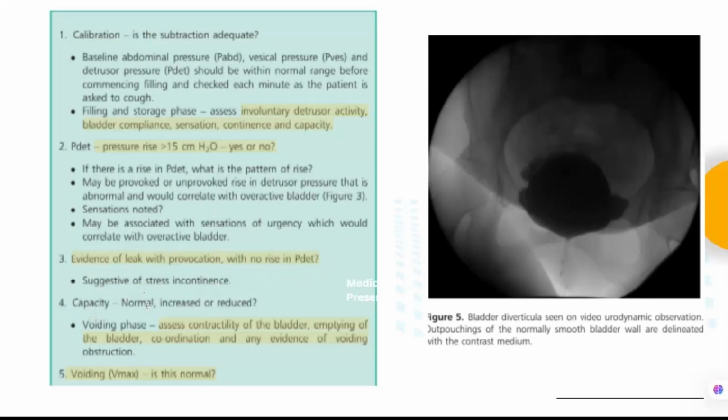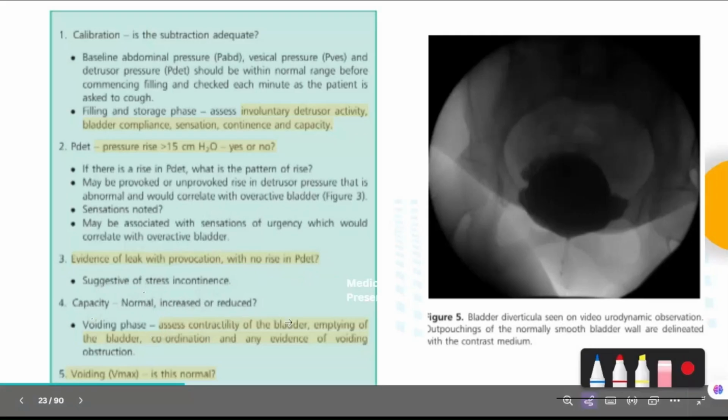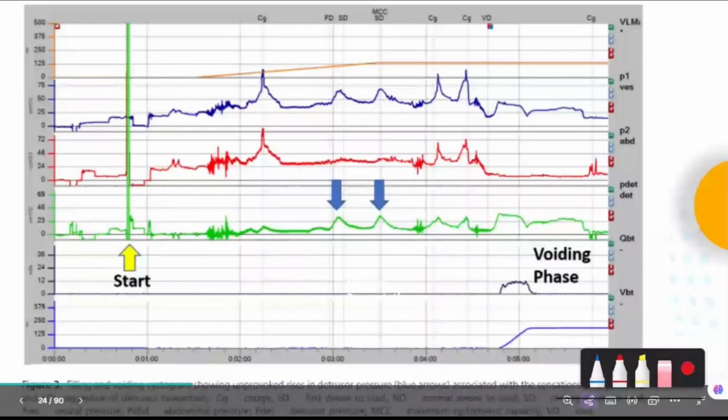Then capacity, whether it is normal, increased or reduced. The voiding phase will assess the contractility of the bladder, emptying of the bladder, coordination, and any evidence of voiding obstruction. And then voiding Vmax, is this normal? That also we need to look into. So this is the urodynamic study.